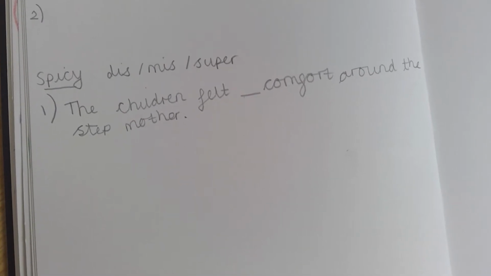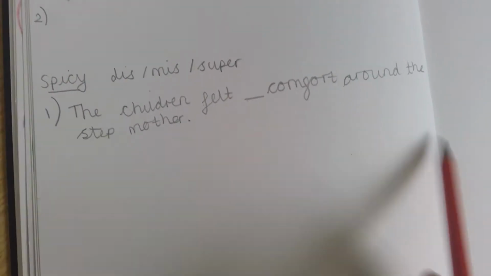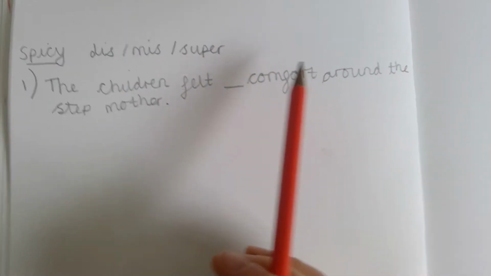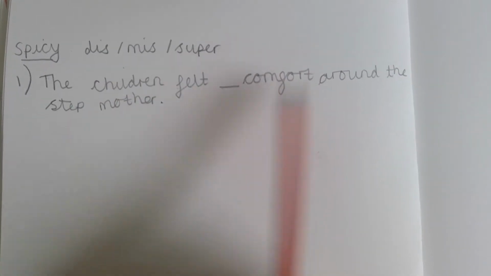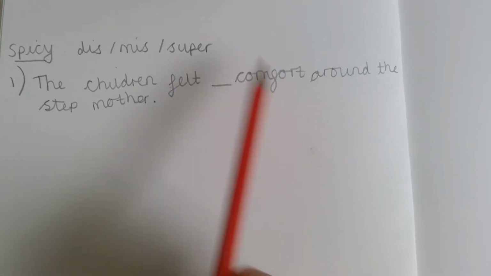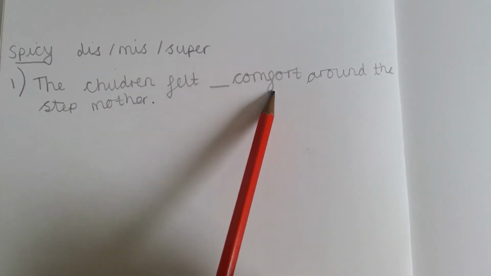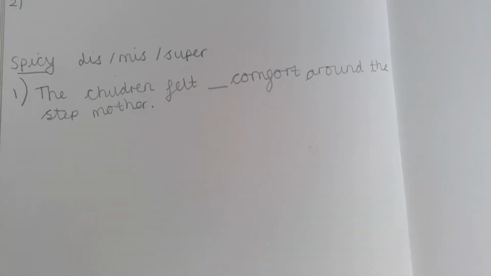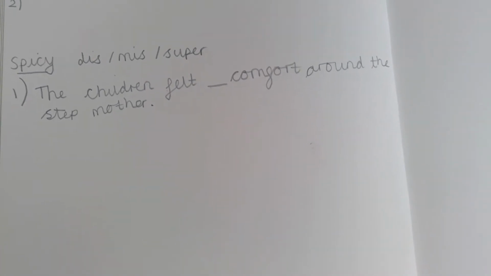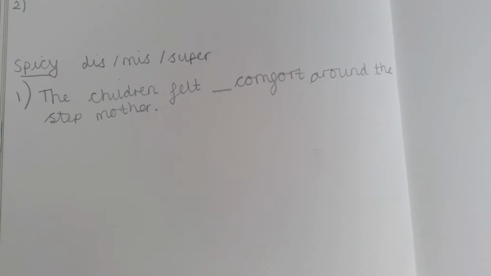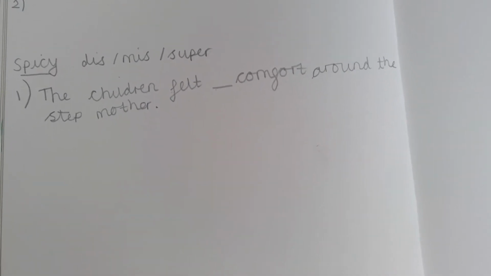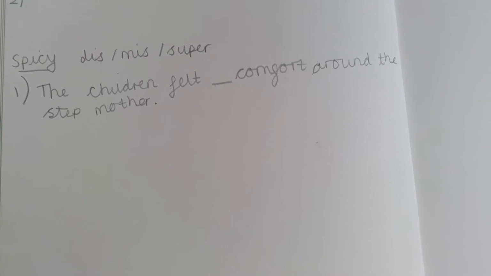Okay, so once you've written the first sentence like this, you've got to think which prefix fits on the line. So the best thing to do again is to add them all in and just say them. So is it discomfort, miscomfort, or super comfort? So what I'd like you to do is pause the video now and add in which prefix you think is the correct one to go on the line in front of the root word comfort.